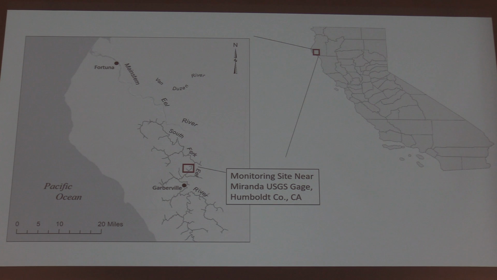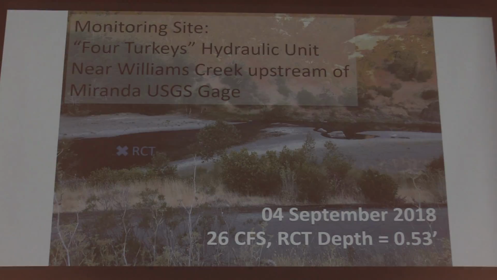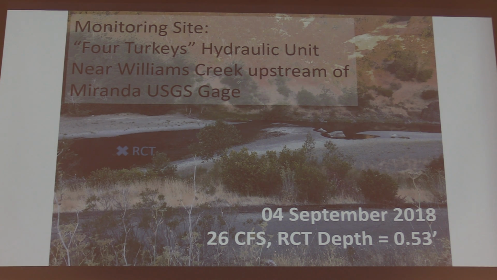So I collected some data at a study site near the Miranda USGS Gage in Humboldt County, Northern California. Bill coined this hydraulic unit the Four Turkeys hydraulic unit because he ran into four wild turkeys one day when he was out there working. And this is a picture of the site taken earlier this fall in September. Marked with the blue X in the river is the riffle crest thalweg that provides the hydraulic control for this unit.